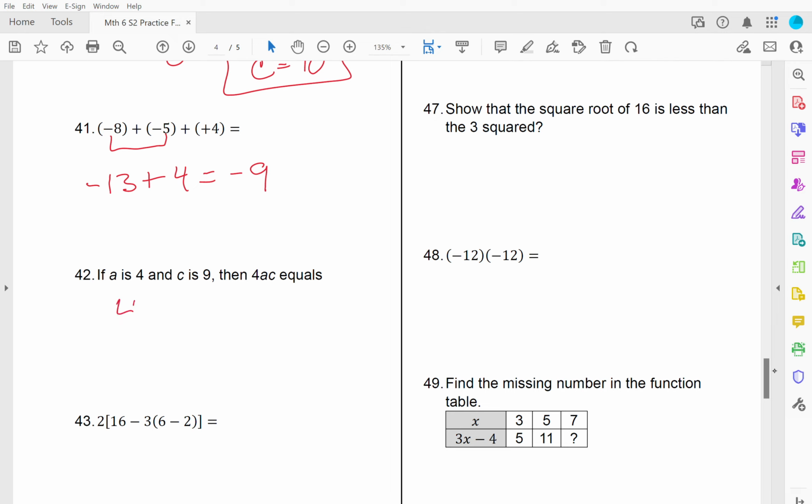Alright, then we have 4 times A times C. If A is 4 and C is 9, well, 4 times 4 is 16, times 9. Well, 10 times 9 is 90. 6 times 9 is 54. So 144.